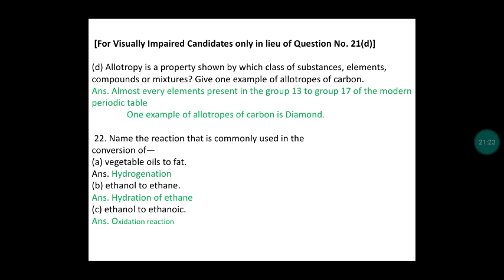Now, allotropy is a property shown by which class of substances: elements, compounds or mixtures? Give one example of allotropes of carbon. Almost every element present in group 13 to group 17 of the modern periodic table. And one example of allotropes of carbon is diamond. There is graphite also.